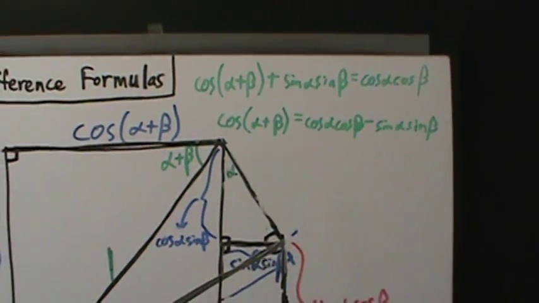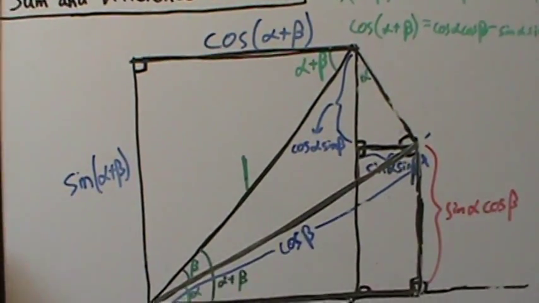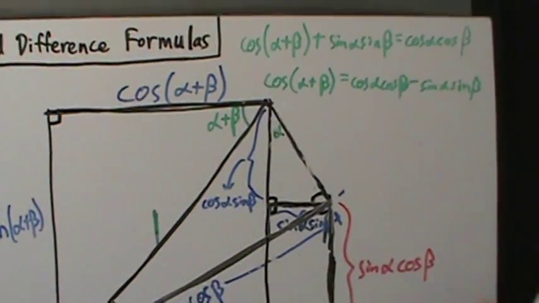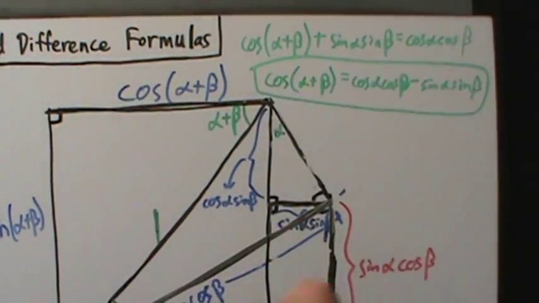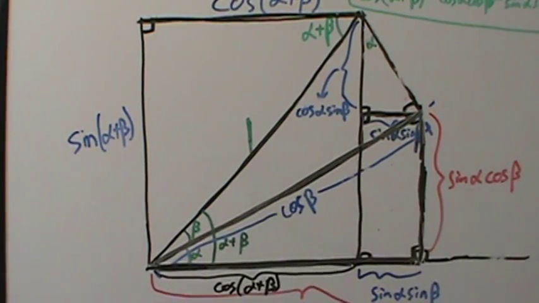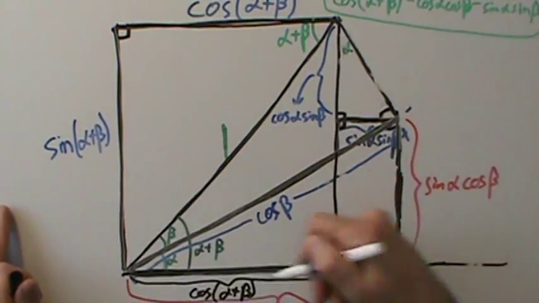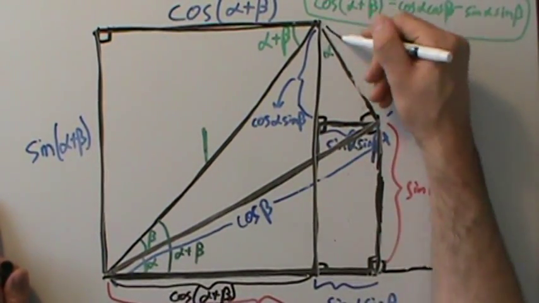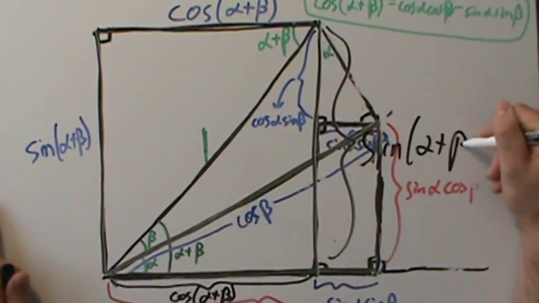Now we'll do the exact same thing to get the other one for sine. That one's actually going to be a little bit easier, because we don't have to do the step where we subtracted from both sides. So this whole thing is sine of alpha plus beta. Since this was a rectangle, remember, at the very beginning, this whole side right here is also sine of alpha plus beta.